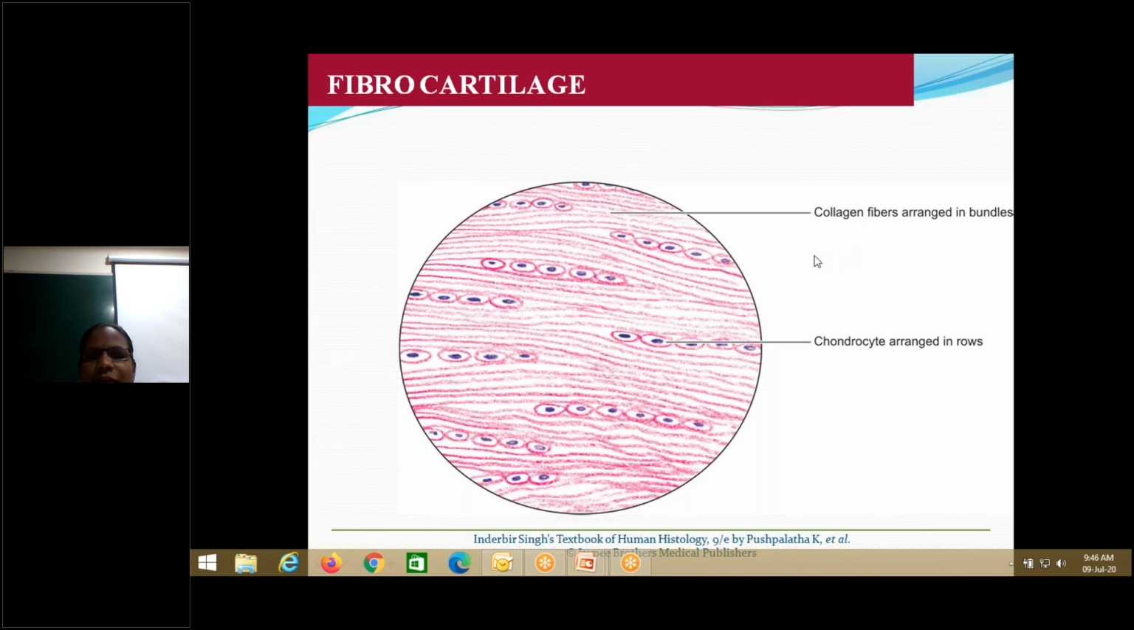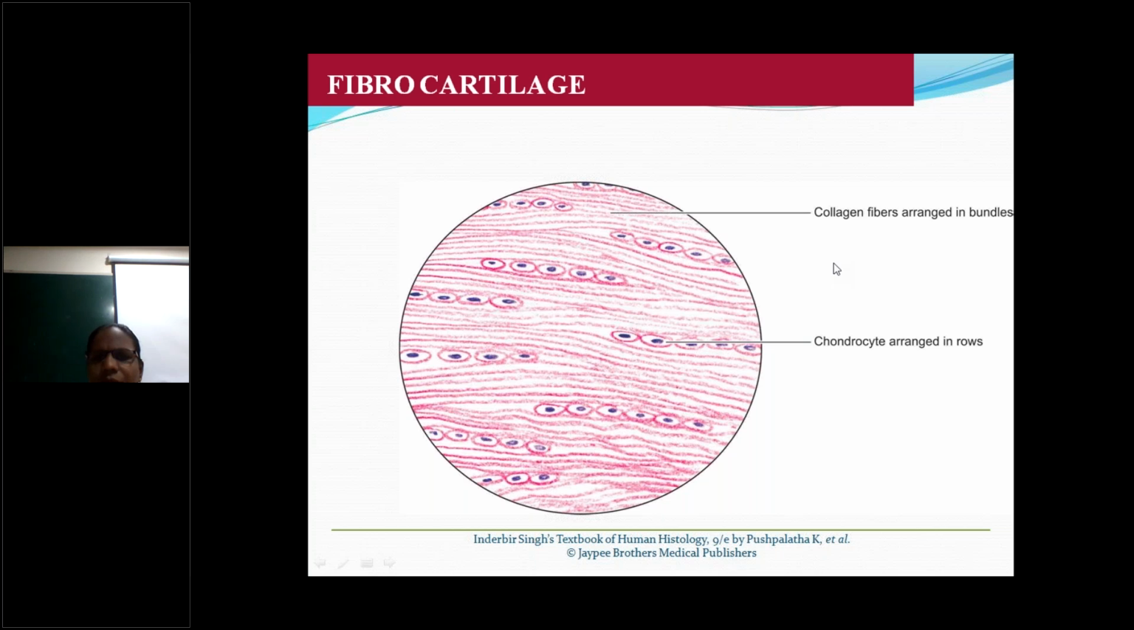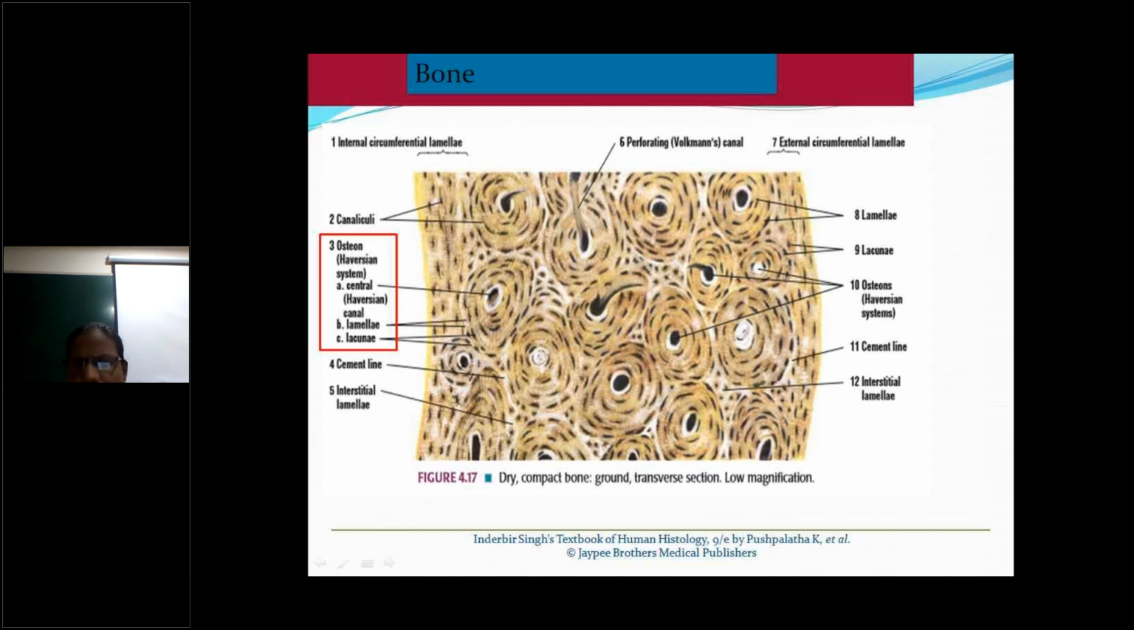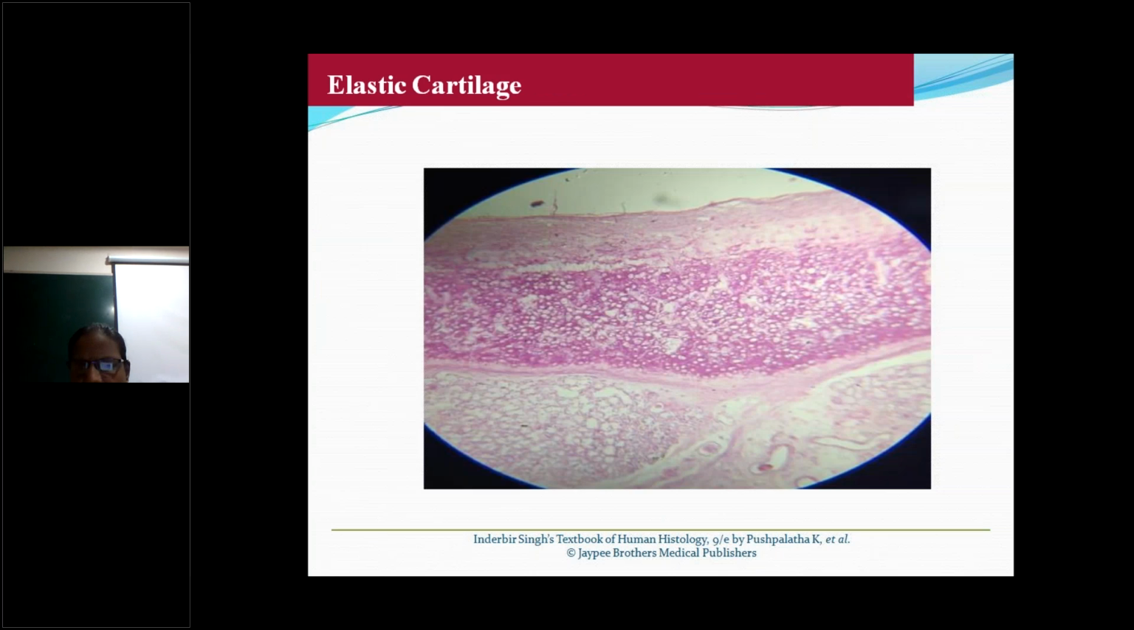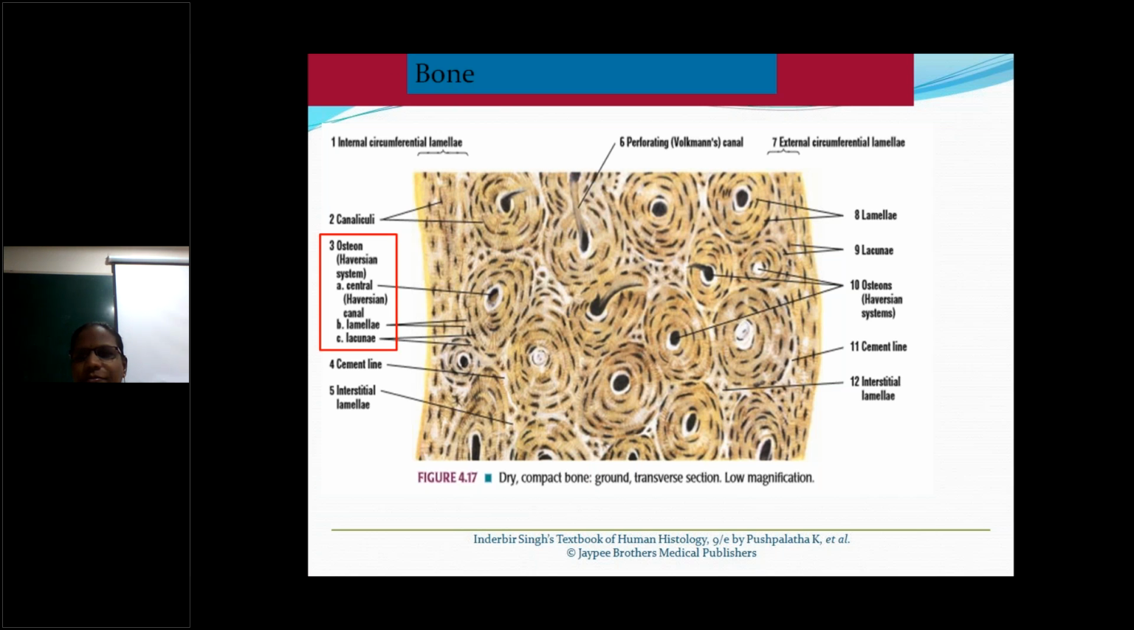Next, coming to the bone. We all know that in bone you are able to see two sections: compact bone and cancellous bone. The cancellous bone is seen in the epiphysis region. The compact, hard bone is seen near the shaft region. We have slides of the compact bone only.